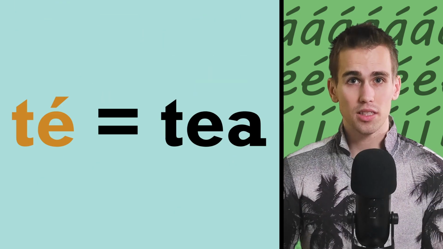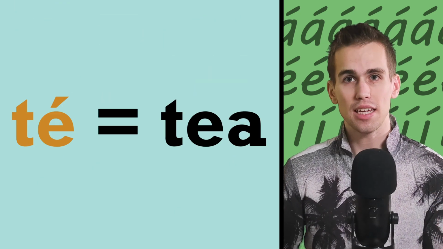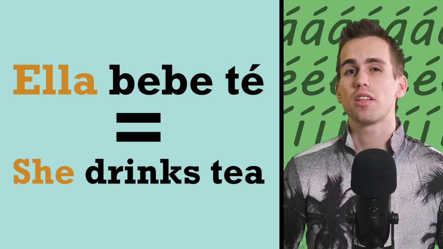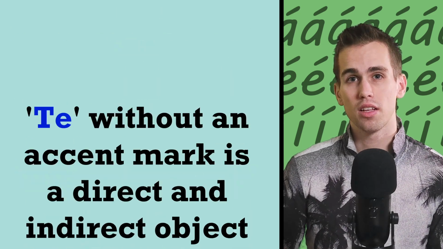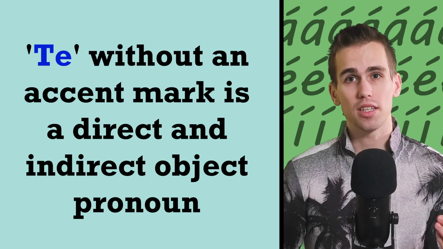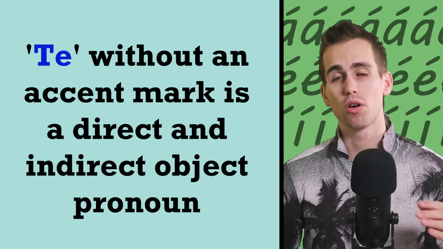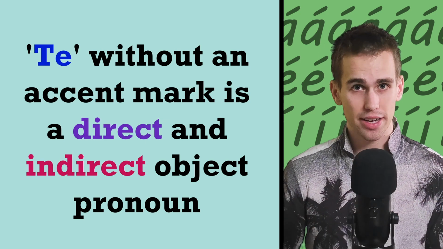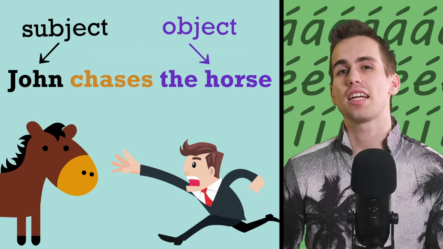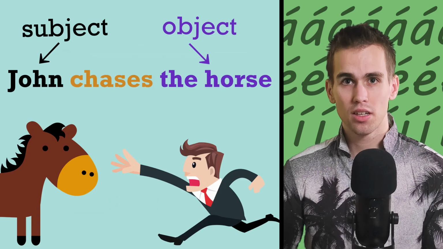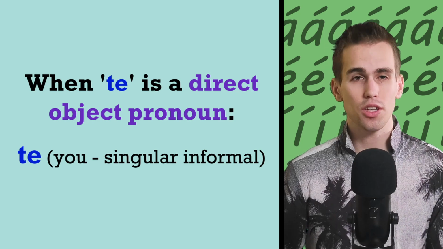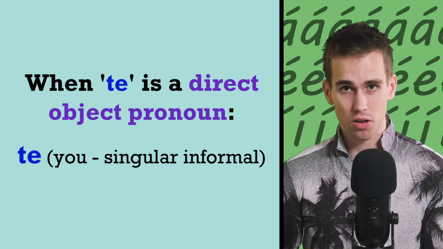Té with an accent mark means tea. Ella bebe té. Te without an accent mark is an object pronoun, both direct and indirect. The object is the action receiver in the phrase. Te means you, singular informal.